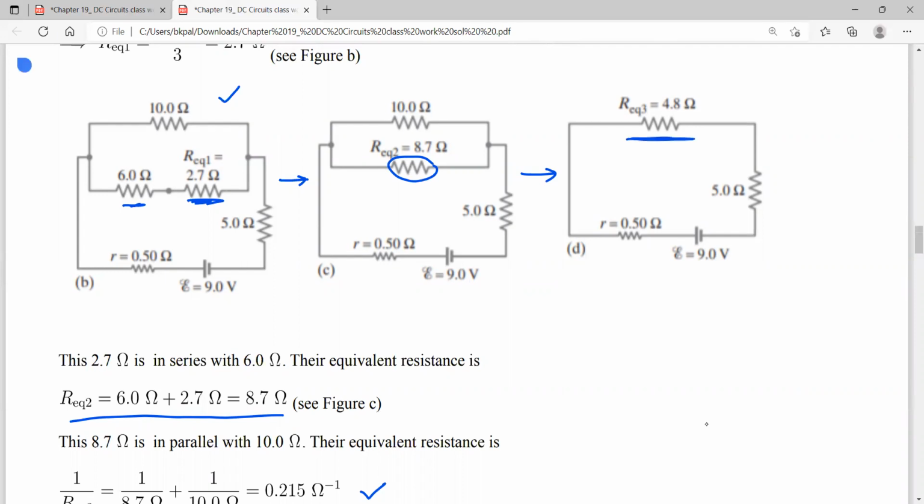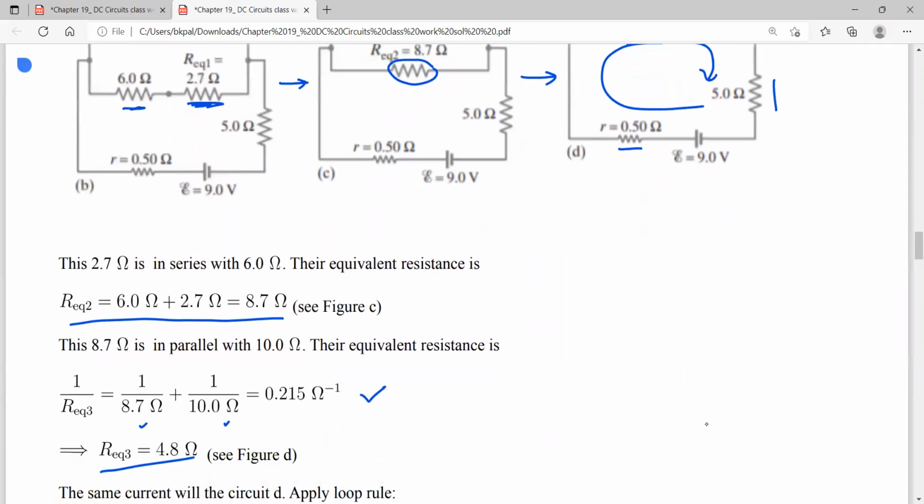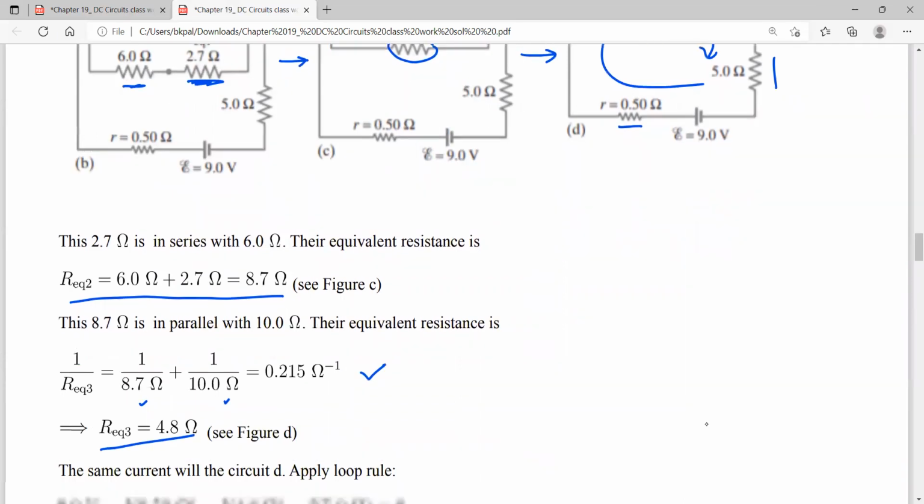Now you see that it is very simple, right? I have this resistance, this resistance, and this resistance, and all are connected in series, because there is only one way a current can pass in this circuit. So in the last one, it is a series circuit. Once we know that, it's easy to calculate the current drawn from the battery. We can use Ohm's law to do that.